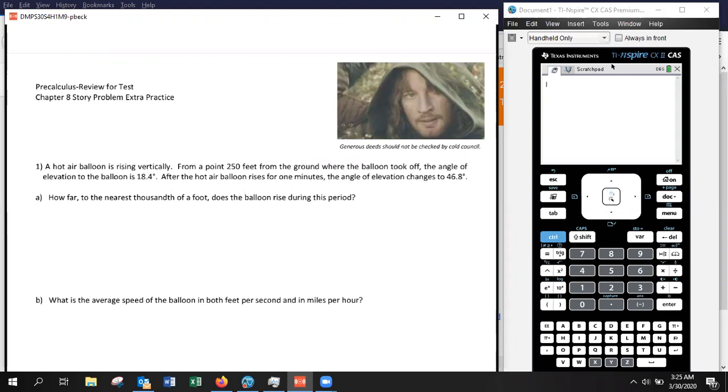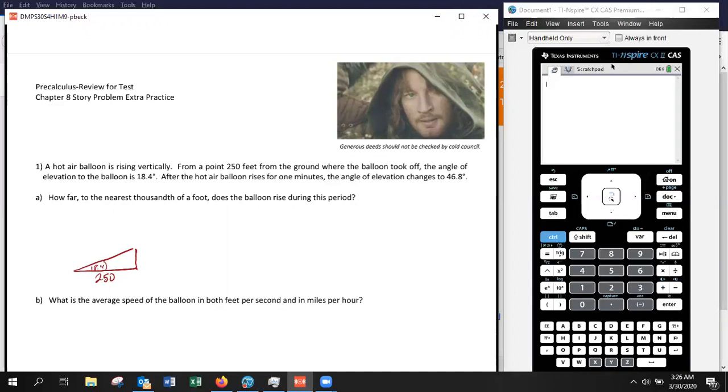First one we're going to take a look at is a hot air balloon. It's rising vertically from a point 250 feet from the ground where the balloon took off. As with any story problem, I'm just going to stop right there and say, okay, let's draw a picture. So I have a balloon that is taking off right here, and that is 250 feet away. And now from that point, the angle of elevation to the balloon is 18.4 degrees. So if I draw 18.4 degrees, I have something that looks about like that.